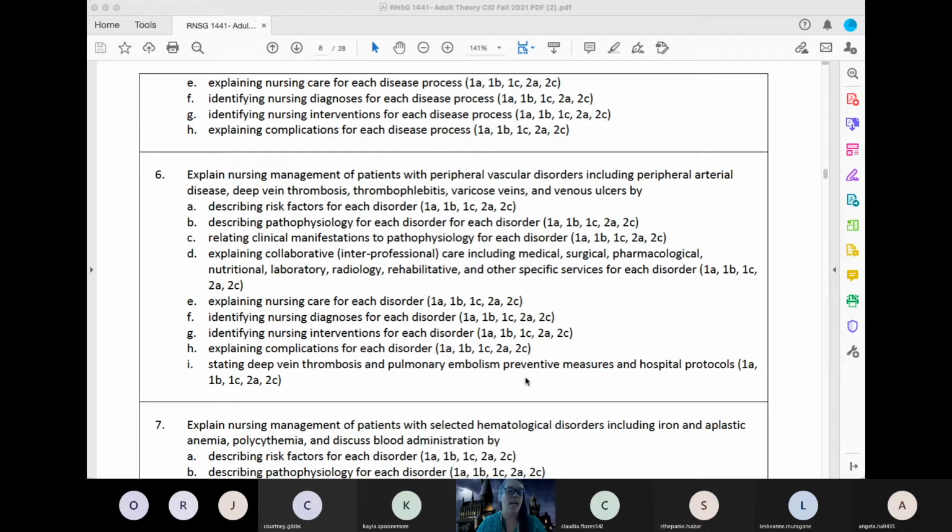So before you start reading, it's great to see, okay, what am I reading about? Which disorders? Because you don't want to be in the book reading about something that we're not even covering. And sometimes it's hard because we'll have the start of one disease process and then it kind of molds into another one as well.